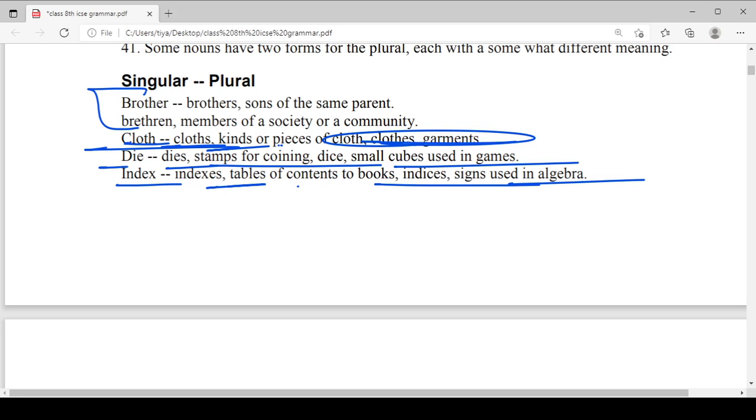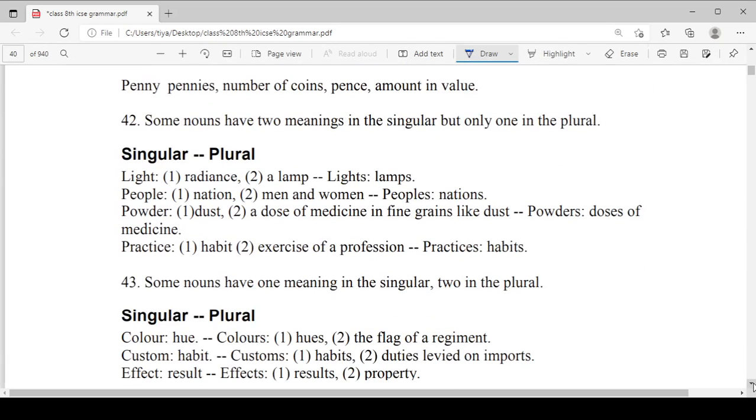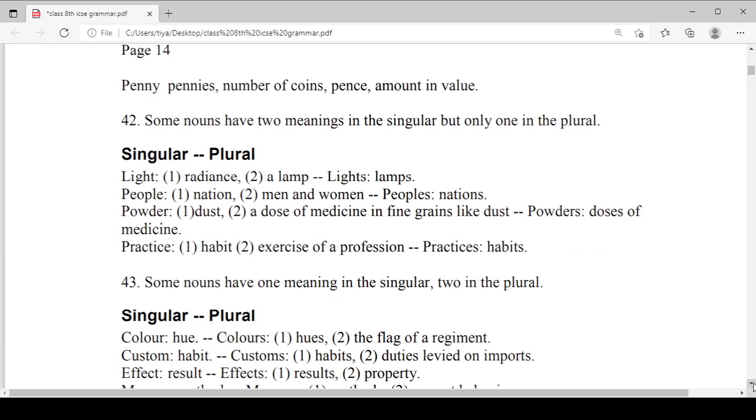Okay, now we have singular to plural, like light, radiance, a lamp, lights. The plural of light will be lights, lamp will be lamps. Okay, people will be peoples, nation will be nations.